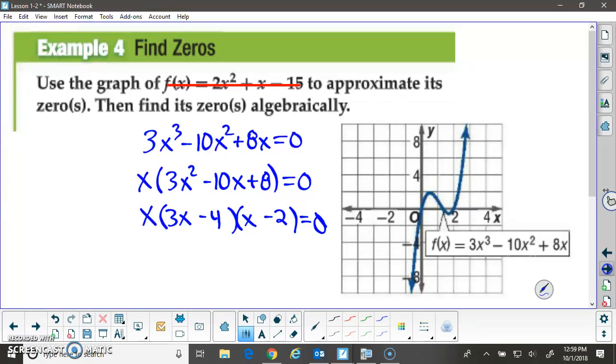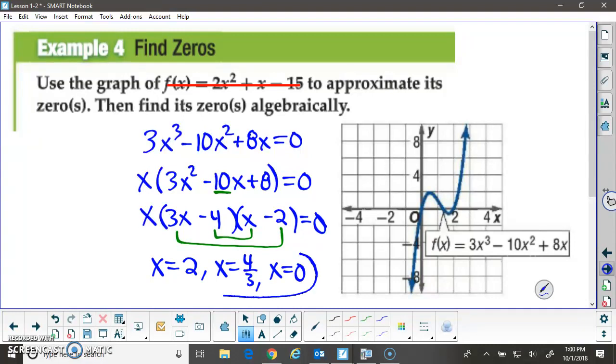And so this is factored correctly, and how I know that is because the outside terms give us negative 6x, the inside terms give us negative 4x, and that combines to give us the negative 10x. Therefore, our zeros are 2, 4/3, and 0. And if we look at the graph, we should see 3 x-intercepts at approximately those areas, and it does match up.